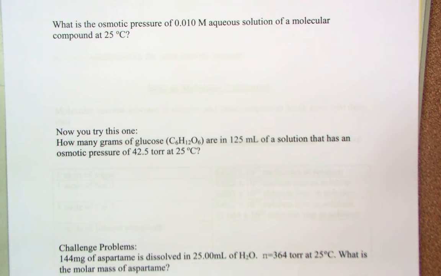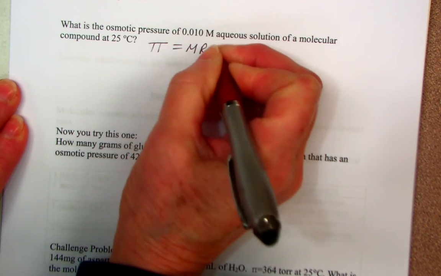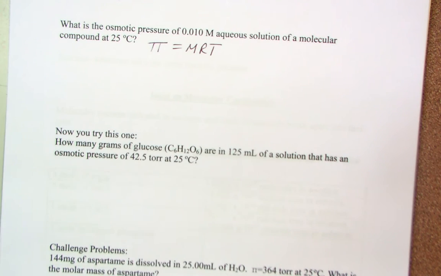What is the osmotic pressure of a 0.010 molar aqueous solution of a molecular compound at 25 degrees C? Well, a molecular compound, it doesn't matter what it is. And when we go ahead and look at this, this is where we just write out the equation, plug in the numbers, rearrange, and solve. We know that the pressure, pi, is equal to MRT. So the only thing we have to do here is to adjust the units. So when you look at this problem, what's the first thing we do off to the side before we can put anything in the equation?